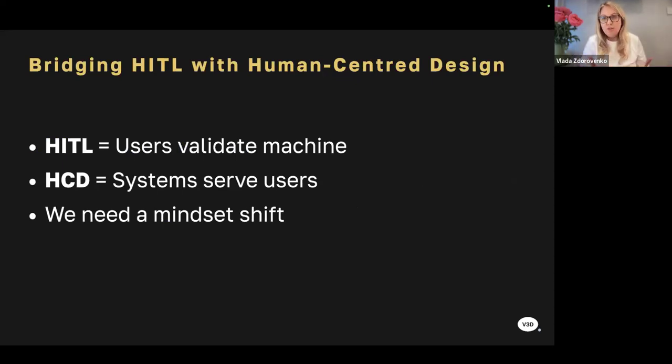So overall, bridging human in the loop with human-centered design is important. Why is it important? In human in the loop, users validate machines. Human-centered design is focused on systems that serve users, but designers can help with the mindset shift when we are creating solutions that are focused on user needs, user context, and help users to achieve their goals.